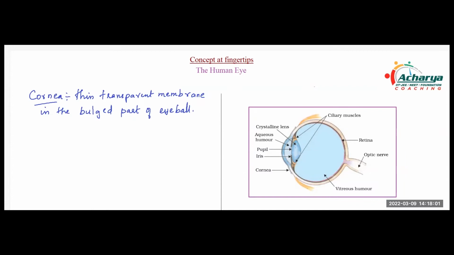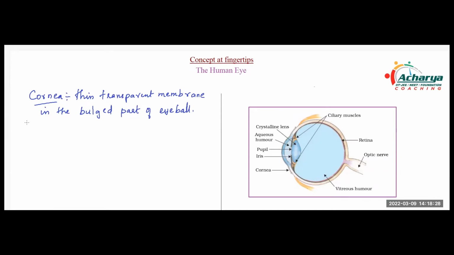Next to the cornea, we have a chamber which is filled with a fluid called aqueous humor. The cornea as well as this aqueous humor provide a high refractive index medium so that the light gets refracted and enters the eye.